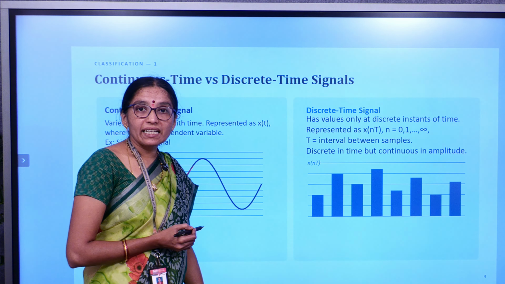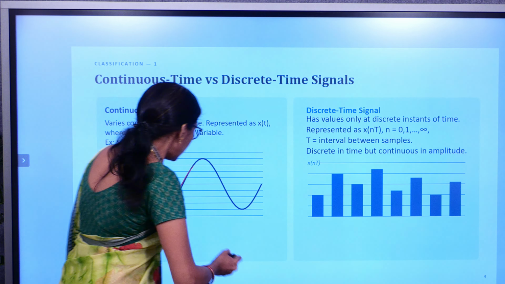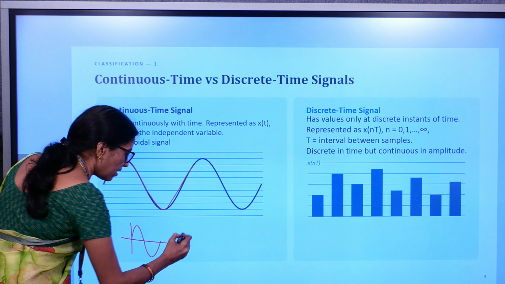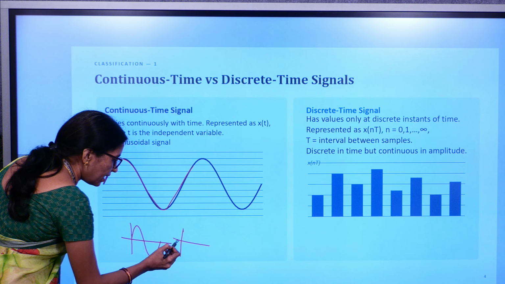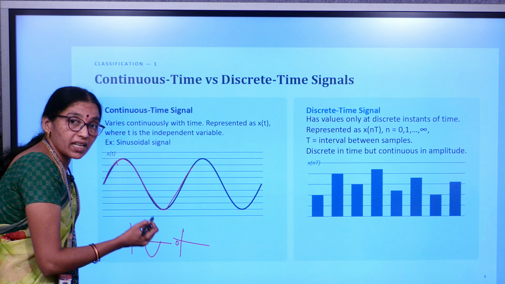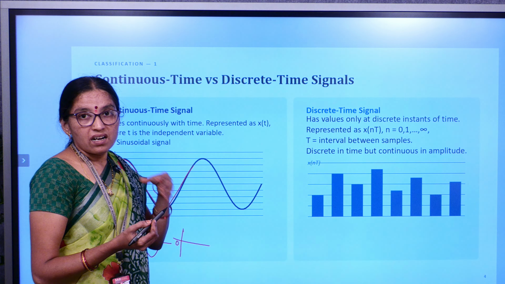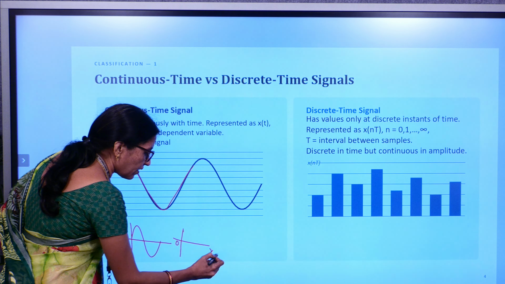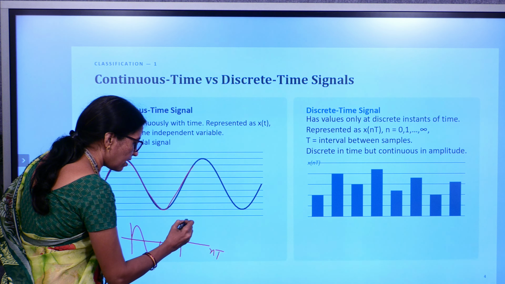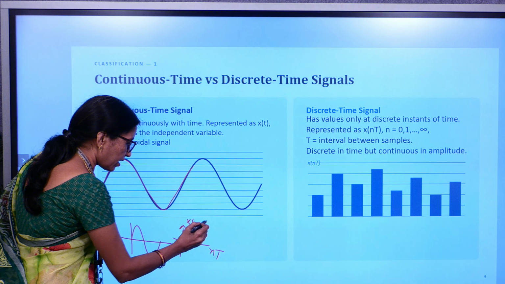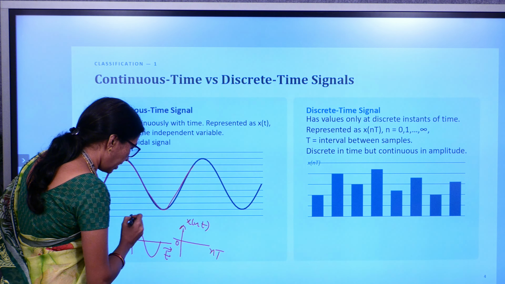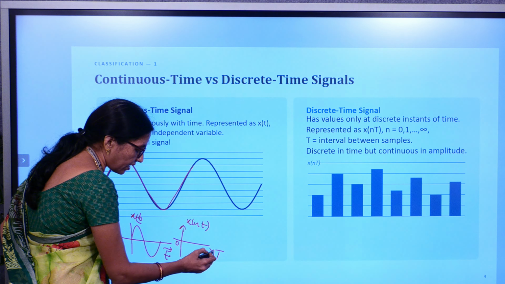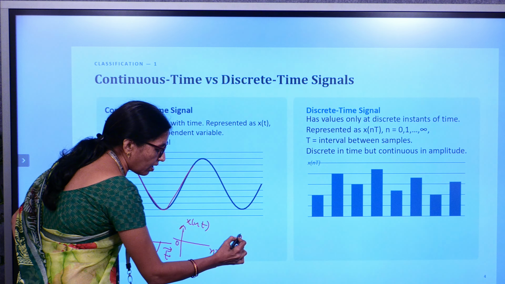And what is meant by discrete time signal? A signal which is discretized with time. For example, this is the sinusoidal signal representation, and the signal is discretized with time. Means signal is defined at discrete instants of time. For example, nT versus x of nT. But continuous time signal is represented by t versus x of t. Here, T is nothing but maybe 1 second.